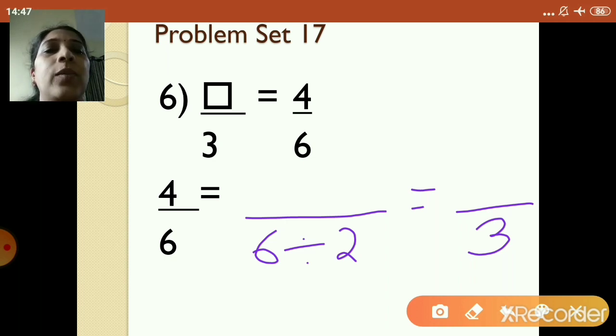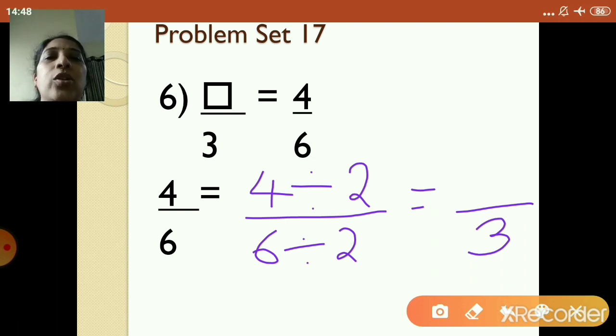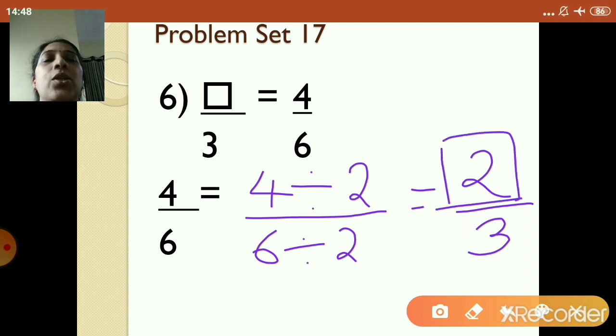Now what is there in the numerator? 4, right? So you are going to divide by 2 only, because when you take both numerator and denominator, they will be divided by the same number. So 4 divided by 2, what answer do you get? You get 2. So what will be your answer? 2 upon 3, right? So in the box you will write 2. So 2 upon 3 is equal to 4 upon 6, right, children? So let's move to the next sum.